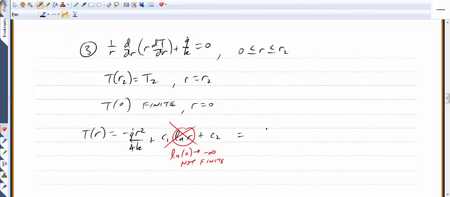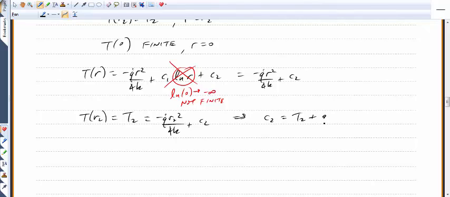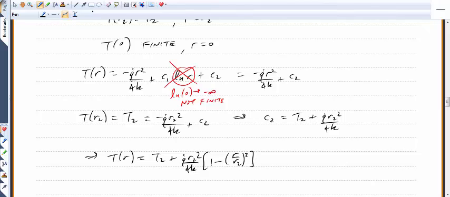And we're left then with negative q dot r squared over 4k plus c2. So we can simply put in our boundary condition at R2, which is T2, which is negative q dot R2 squared over 4k plus c2. Solve for c2, it's T2 plus q dot R2 squared over 4k, which then gives us our exact solution. T as a function of r is equal to T2 plus q dot R2 squared over 4k times 1 minus r over R2 quantity squared.